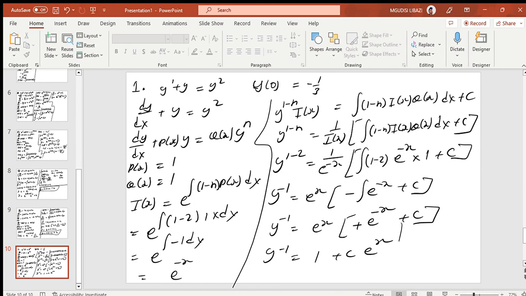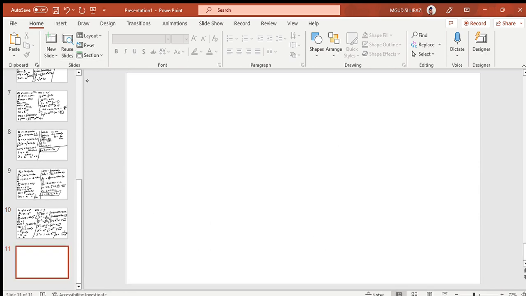So that means if you wanna make y the subject of the formula, y should be 1 over 1 plus c e raised to x. So that's how we can solve the problem.